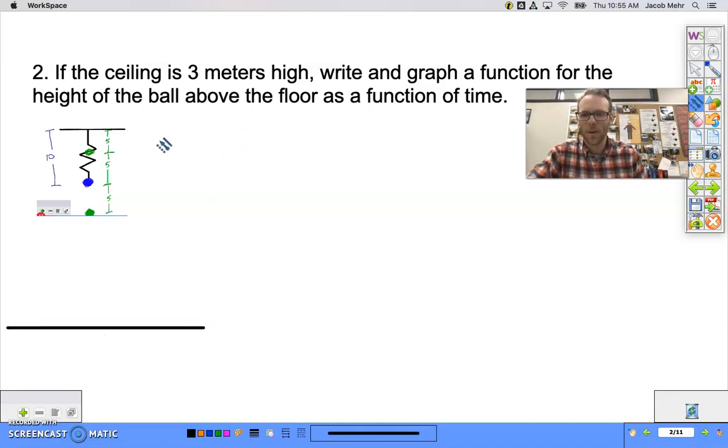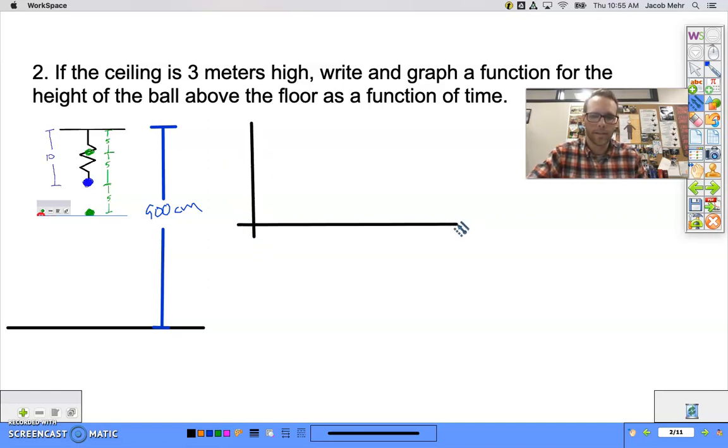Okay. So we know that the distance the ceiling is from the floor is 9 meters. Now, we're working in centimeters over here, so we're going to have to change that 9 meters to 900 centimeters. And like I suggested on the previous page, let's start with the graph and then write the function. This is still time in seconds. This is our f of t, which is our height now off the floor, which is in centimeters.